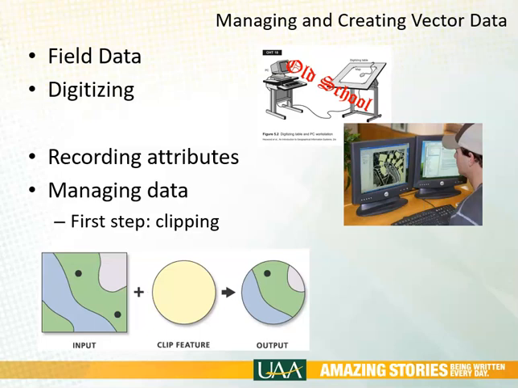Once we've created the points, lines, and polygons, then we can start adding attributes into them. And this can be done either in the field or it can be done in the office, creating attribute tables that are associated with the information that's been collected, again, as you did in the last project. Then we can start to manage data. We can start to do different things with it. And the first thing that you'll be doing in the project will be called clipping the data, which is one form of a layered approach to data management and data analysis. So we'll talk a little bit more about that in the next project.